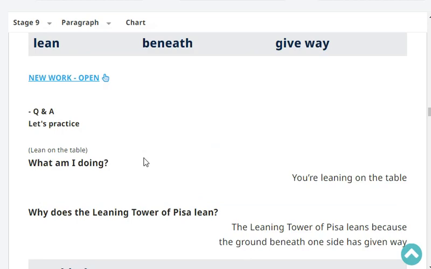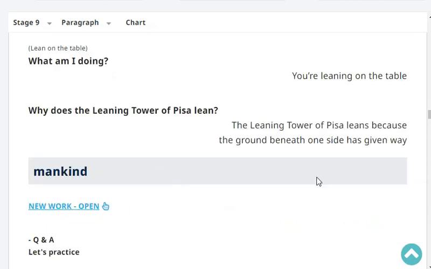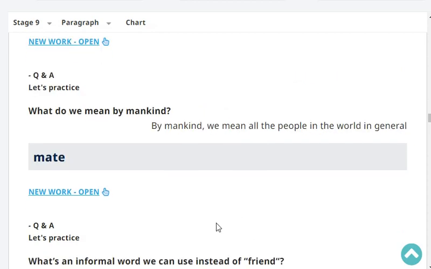Why does the Leaning Tower of Pisa lean? The Leaning Tower of Pisa leans because the ground beneath one side has given way. Very good.